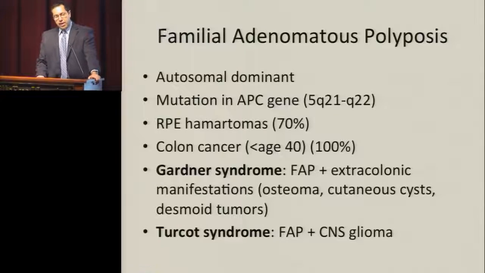So this is the last condition we're going to talk about. This is the familial adenomatous polyposis. It's an autosomal dominant condition. They have a mutation in the APC gene on chromosome 5. They are associated with RPE hamartoma that I showed you in majority of cases, but not all of them. And this patient, as you know, developed colon cancer, almost everybody by age 40. And the two syndromes associated, you know these two, Gardner syndrome and Turcot syndrome, which is this with CNS glioma.